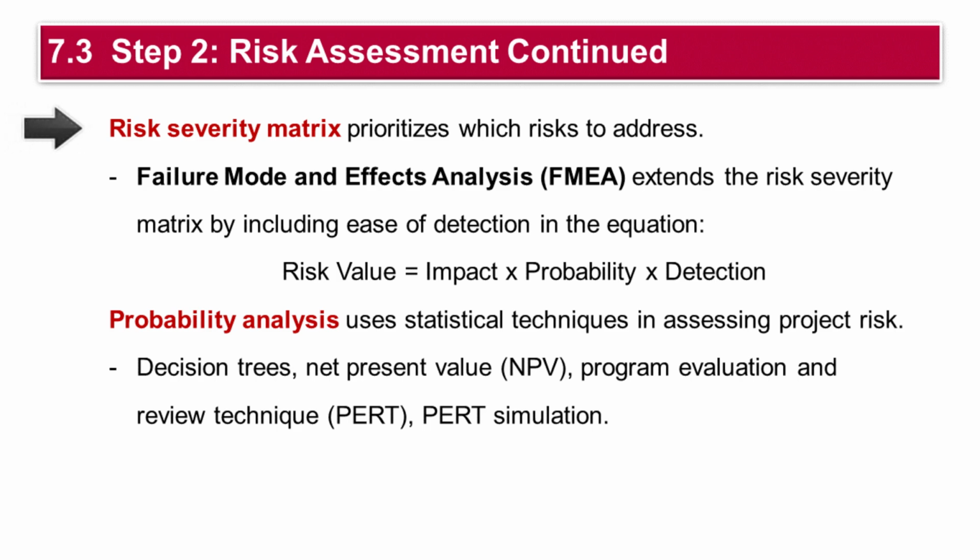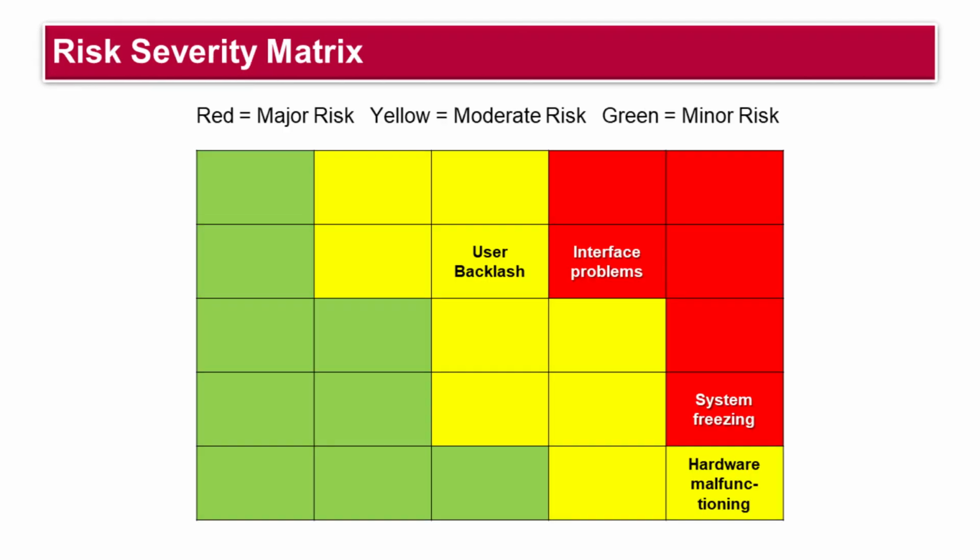The matrix is typically structured around the impact and likelihood of the risk event. For example, the risk matrix presented in the graphic consists of a 5 by 5 array of elements, with each element representing a different set of impact and likelihood values. The matrix is divided into red, yellow, and green zones representing major, moderate, and minor risks, respectively.